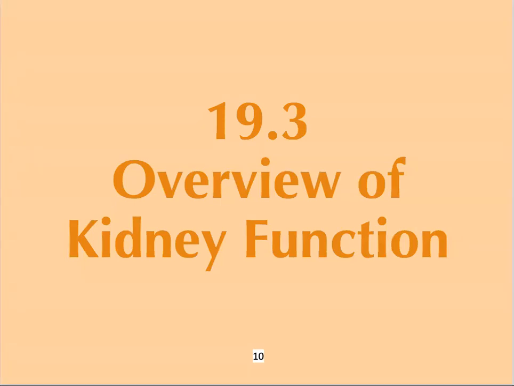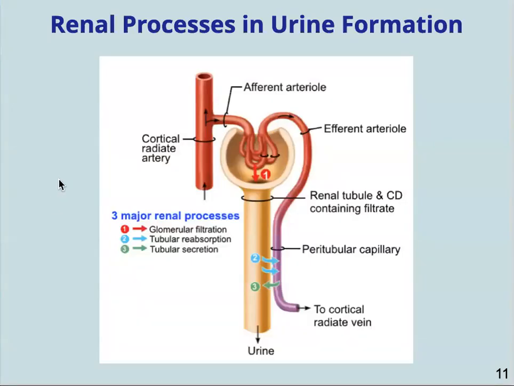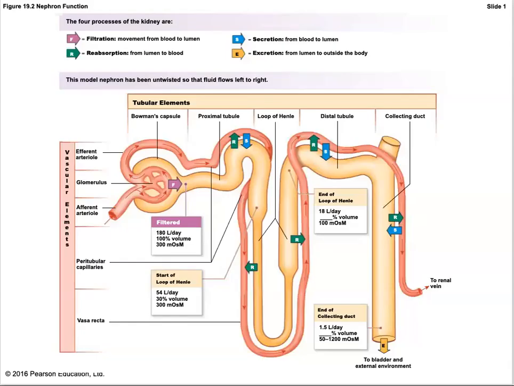Okay, so an overview of kidney function. There are a few different separate renal processes involved in the formation of urine. We have glomerular filtration happening across the filtration membrane within the renal corpuscle. We also have tubular reabsorption and tubular secretion happening throughout the renal tubule. And then after all these happen, the fourth process is excretion, which involves getting rid of substances from the lumen to outside the body.